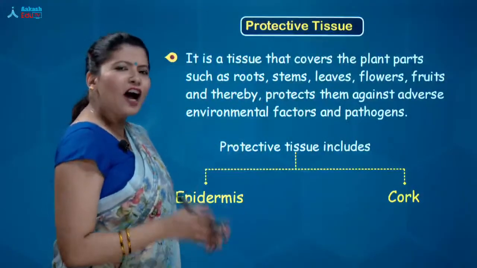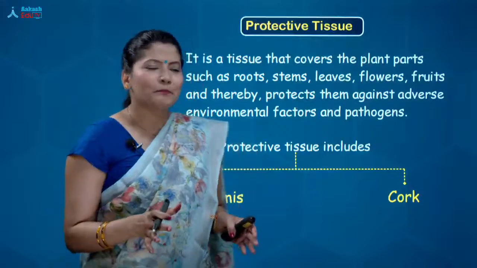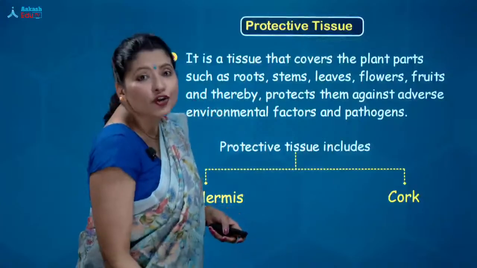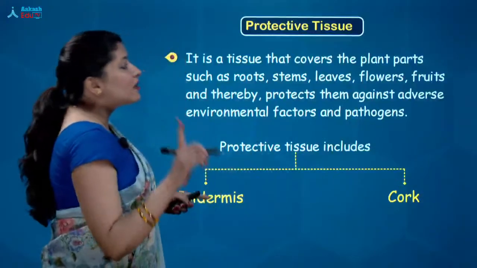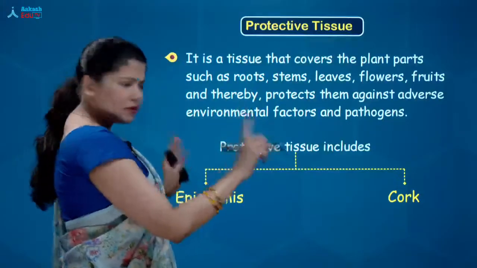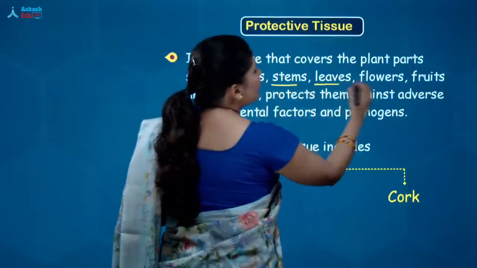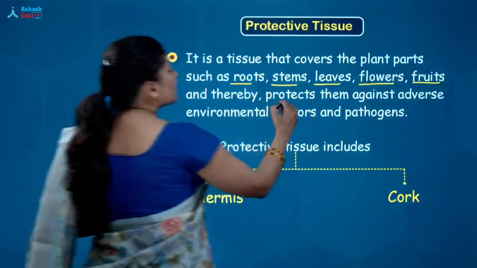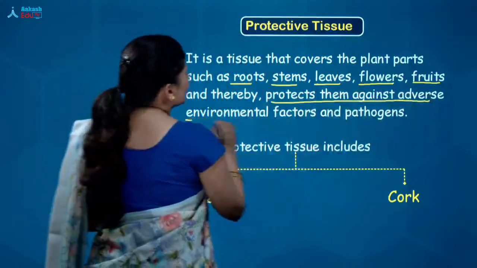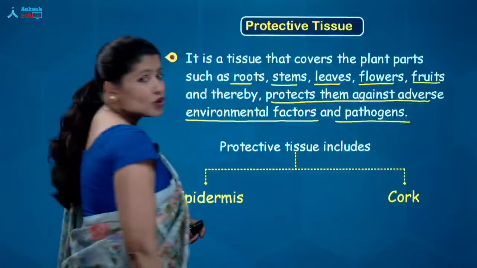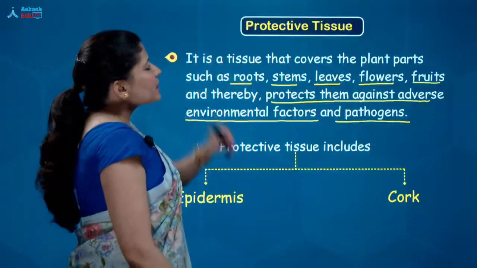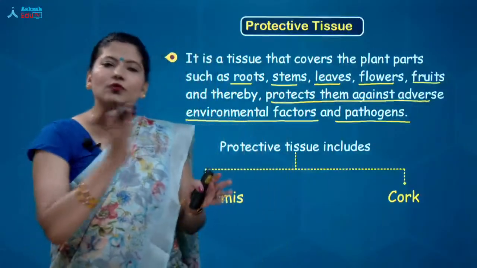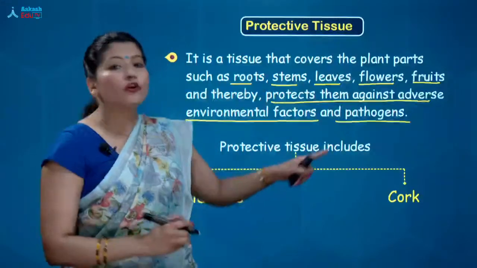As their name suggests, क्या function होगा इन protective tissues का? So that is protective in nature, of course. इसका नाम ही हमें बता रहा है कि इसका क्या function होगा. So it's a tissue that covers the plant parts, such as all the parts, you know, like roots, stem, leaves, flowers, fruits, and thereby it protects them against adverse environmental factors and pathogens. Yes. So these protective tissues, इनका function क्या है कि जो भी adverse environmental conditions हैं उनसे plant को protect करना as well as from the pathogens.